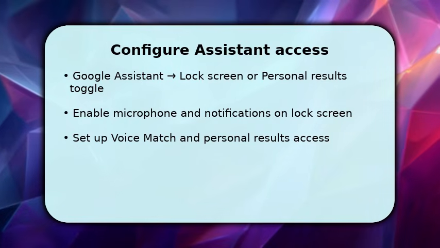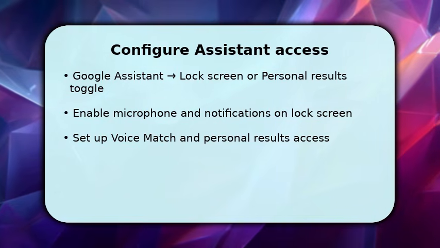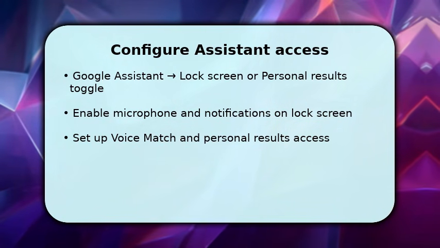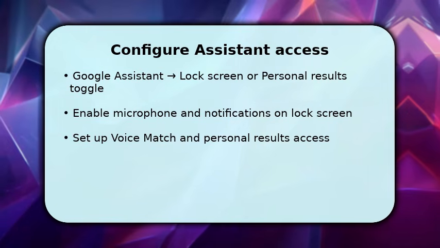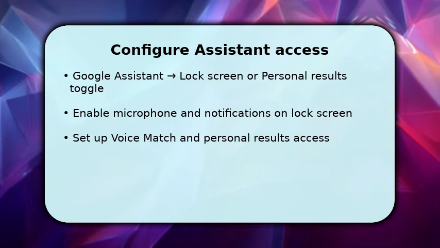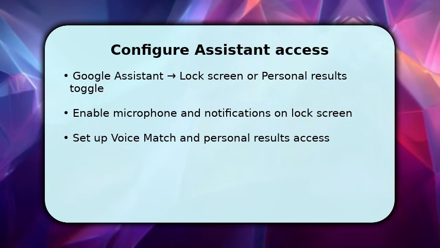Next, in Assistant settings, locate the lock screen or personal results section and enable the toggle to allow Assistant responses when locked. Grant microphone and notification permission so Assistant can hear and surface replies. Also enable any show content on lock screen settings.